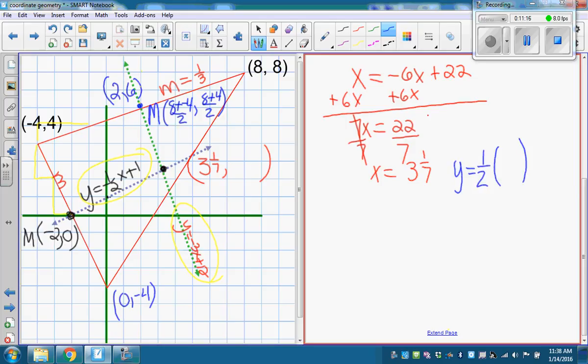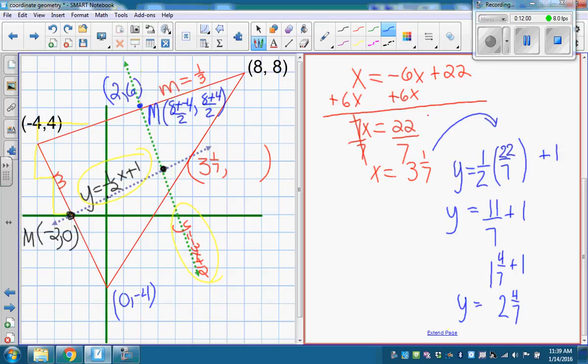So in place of the x, she's going to put this. How about if I write that as 22/7 instead of 3 and 1/7. y equals 1/2 x plus 1. So that gives me y equals 11/7 plus 1. Right, and that's 1 4/7 plus 1, which is 2 4/7. That's what y is equal to.